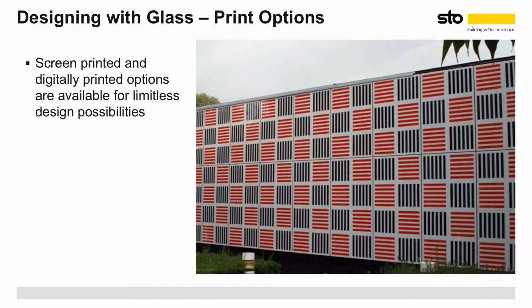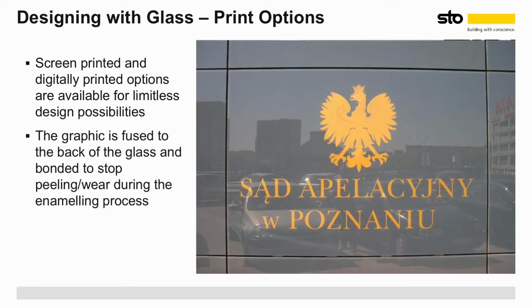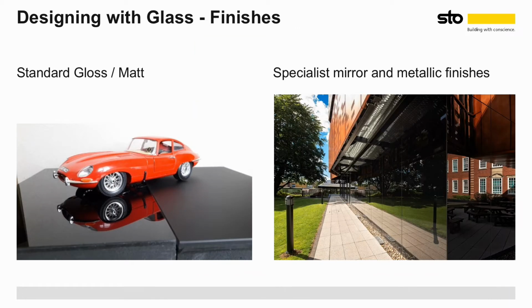Screen printing and digital printing offers additional design possibilities. The graphic is fused to the back of the glass and bonded to stop peeling or wear during the enamelling process. Patterns, illustrations, photographs, or corporate logos can be designed for the glass panels. The finish of the glass surface can also be varied. Specialist matte finishes are available and tend to carry a surcharge over standard gloss finishes. There are also ranges of mirrored and metallic finishes available with toughened glass panels.